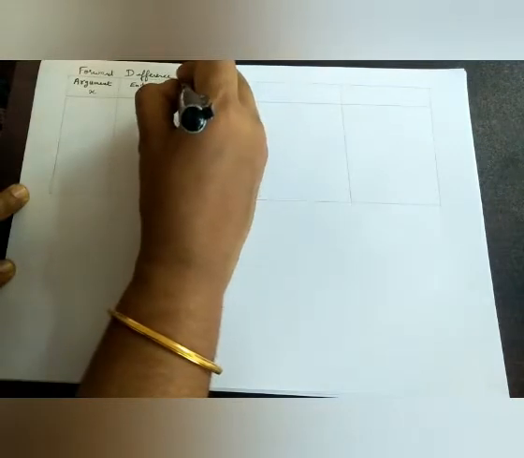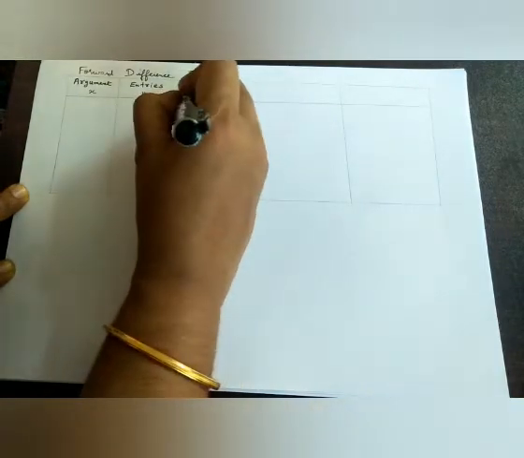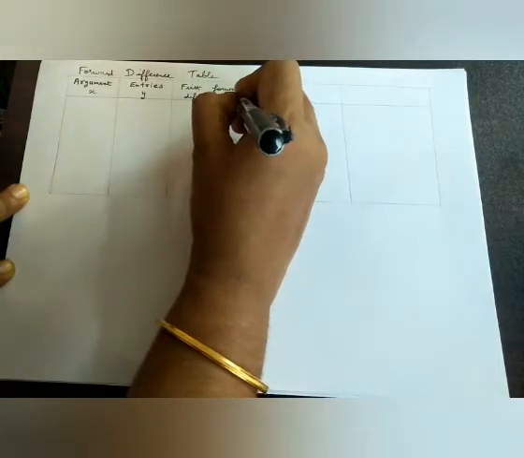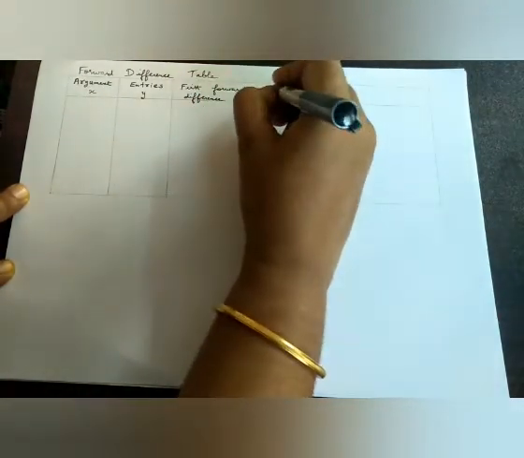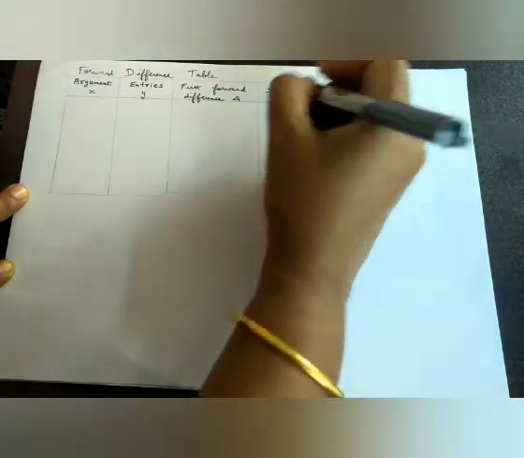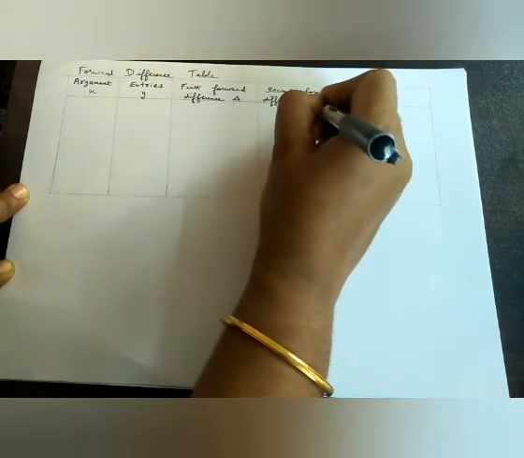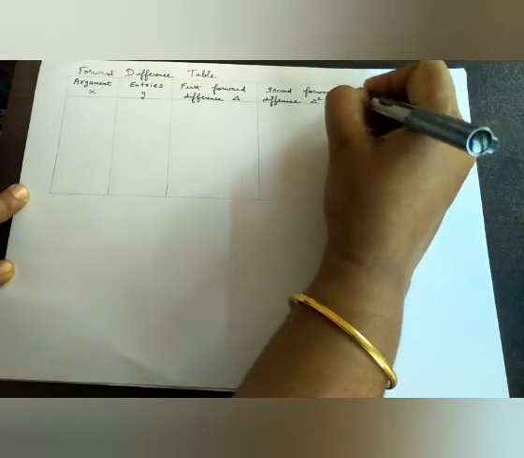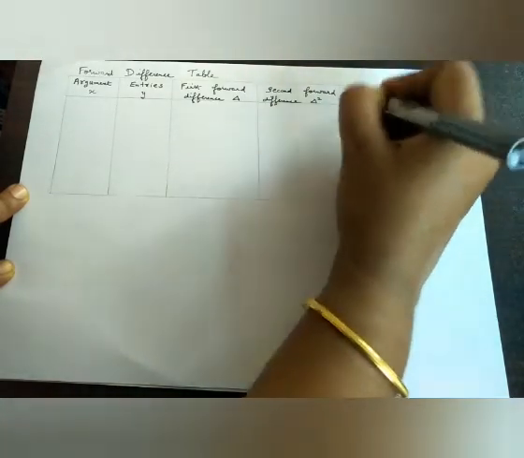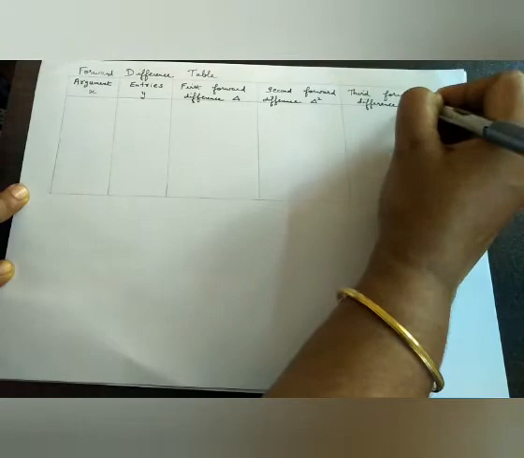Now, the first forward difference. In the third column we have the first forward difference, that is denoted by delta. Then the second forward difference, that is denoted by delta square. Now the third forward difference, which is denoted by delta cube.